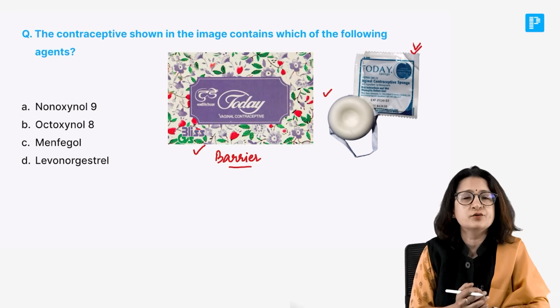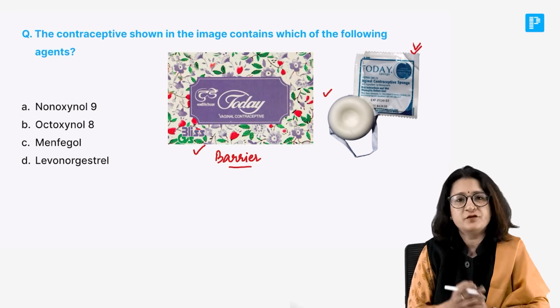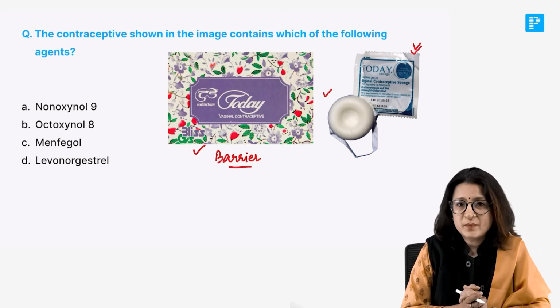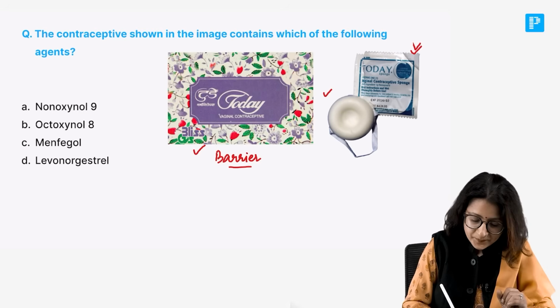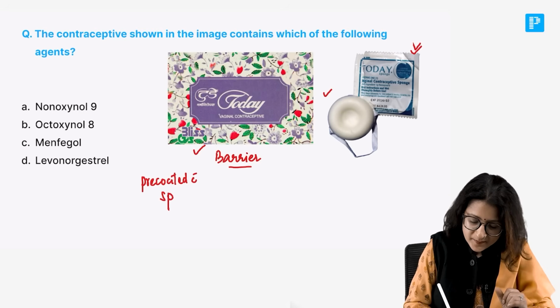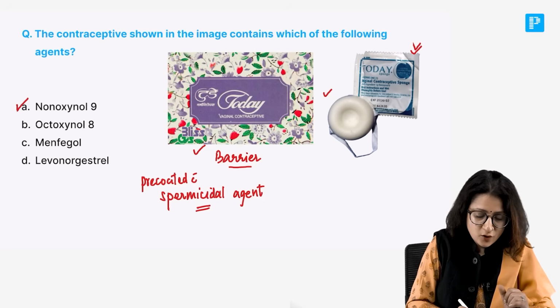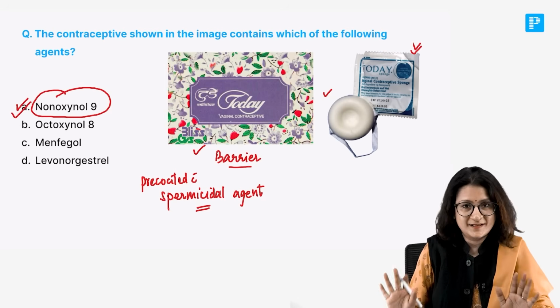So that is how it is going to create a barrier for the ascent of the sperms. Now, this contraceptive sponge is pre-coated with spermicidal jelly or spermicidal agent, and that spermicidal agent is nonoxynol 9. So that is your answer.